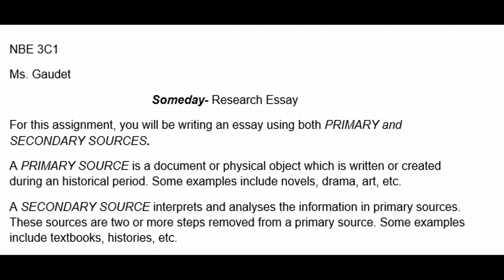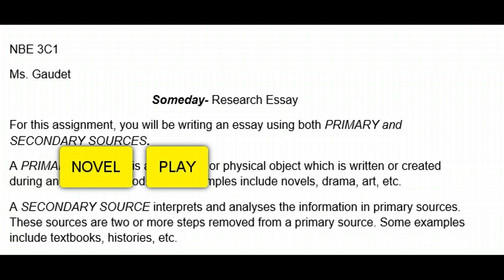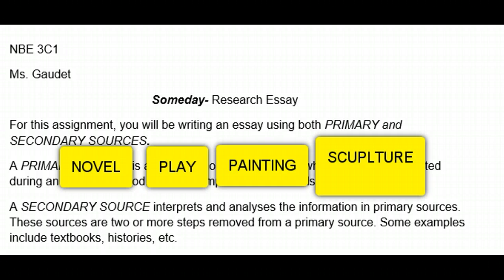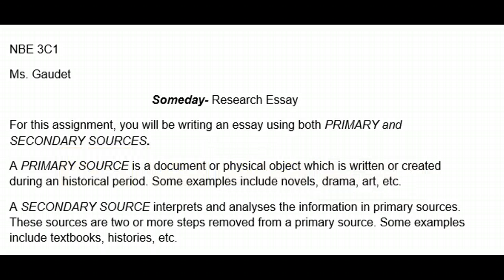A primary source is a document or physical object which is written or created during a certain historical period. For example, a primary source could be a novel, a play, a piece of art, a painting, a sculpture, something that is created in order to teach us or tell us about a certain historical period, or something that is created during a specific historical period for the sake of creating art itself.